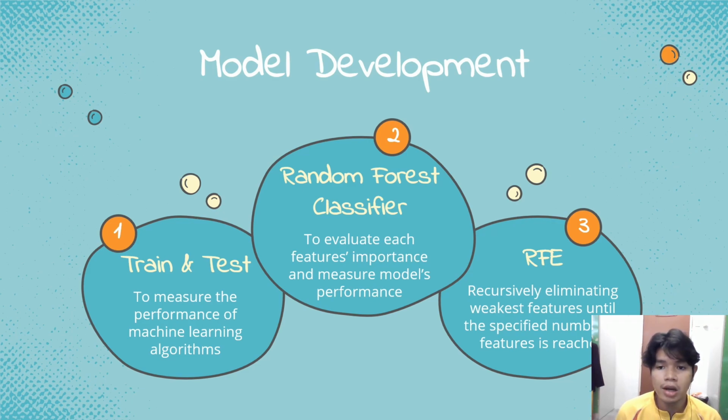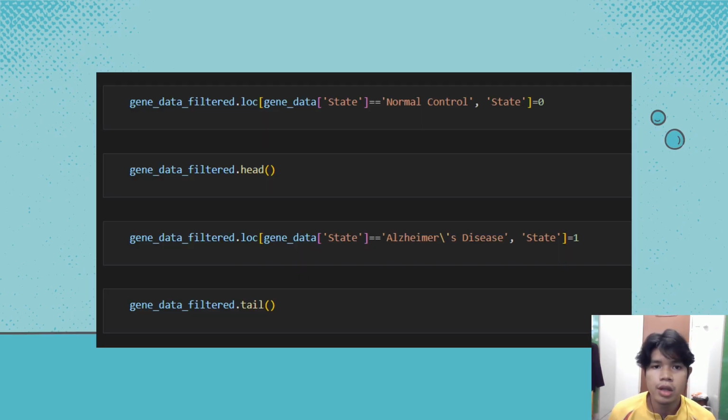And the last one is RFE. It recursively eliminates the weakest features until the specified number of features is reached. For the source code, first we convert the state for each sample to a number as well, whereby normal control is equal to 0 while Alzheimer's disease is equal to 1 for further analysis.